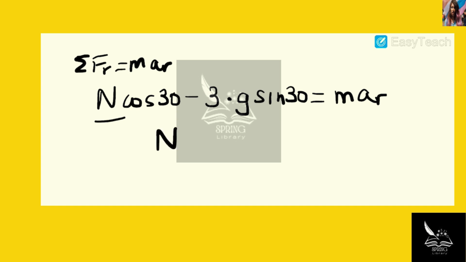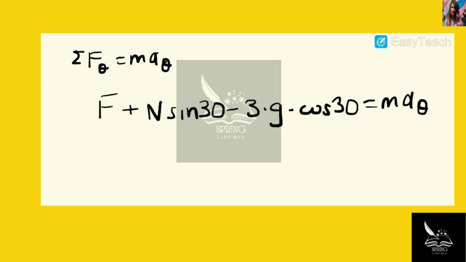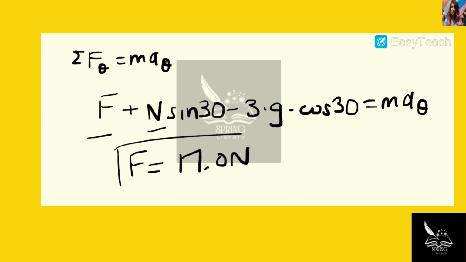This gives us an N that is equal to 15.2 newtons. Next, we can do Newton's second law in the theta direction. We know that the net force in theta is equal to m times a theta, and this gives us F plus N sine 30 minus 3 times g times cosine 30 is equal to m a theta. We just solve for N, and all we have to do is solve for F, and this gives us an F that is equal to 17.0 newtons. And this is our final answer.